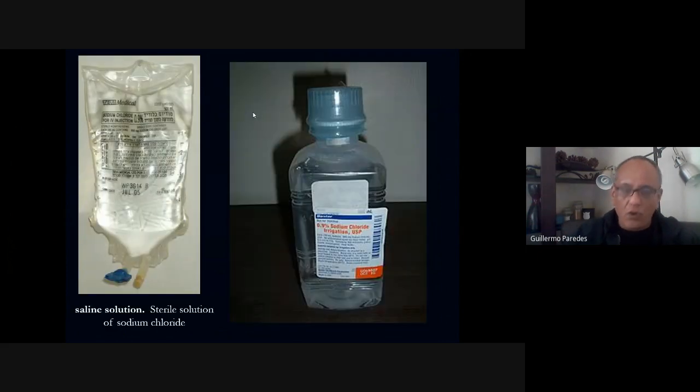Another solution we have here is sodium chloride, at a concentration of 0.09%. It's called normal saline solution. What is normal saline solution? This is what you put in the IV in the patients, right? When you want to hydrate the patient. Normal saline solution will be water plus salt, at that concentration.